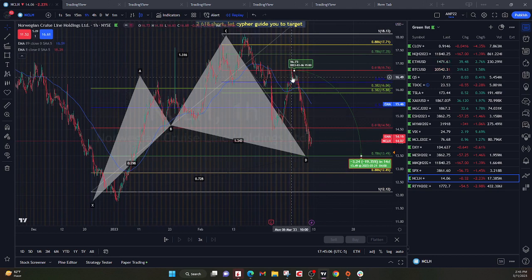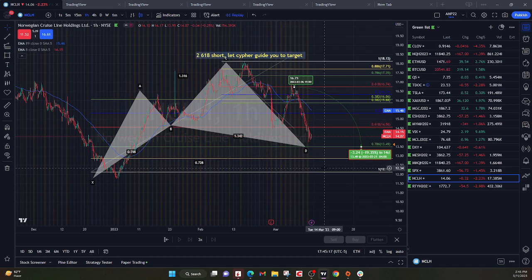And this is just a cipher pattern. They went short at 1674. They covered some at 1456 using options. And they're going to cover the rest and try to flip this back long at 1350.